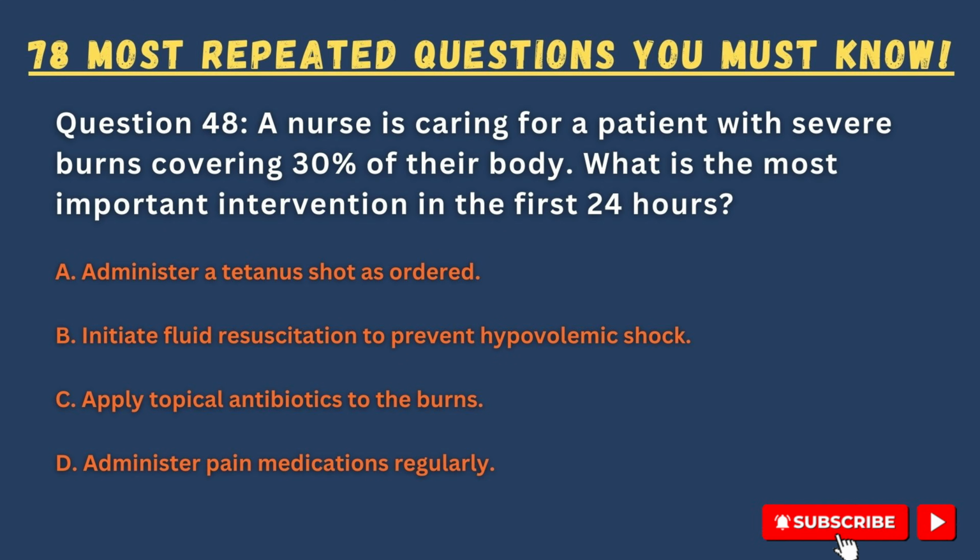Question 48. A nurse is caring for a patient with severe burns covering 30% of their body. What is the most important intervention in the first 24 hours? A. Administer a tetanus shot as ordered. B. Initiate fluid resuscitation to prevent hypovolemic shock. C. Apply topical antibiotics to the burns. D. Administer pain medications regularly.